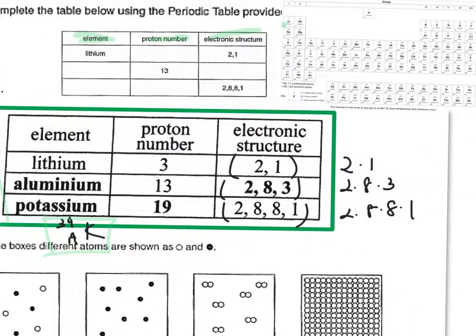Now, please take note, electronic structure, the newer way of writing is this. If you want to write it with commas, you need to put your brackets, but I would prefer this. First shell takes up to 2, so left with 1 for lithium. For aluminum, 2, 8, that's 10 plus 3, 13. And for potassium, 2, 8, 10, plus another 8, 18 plus 1, that's 19.